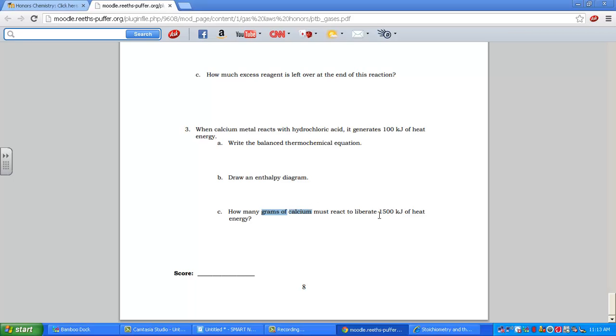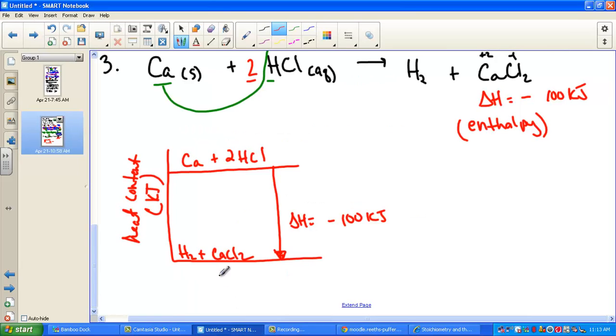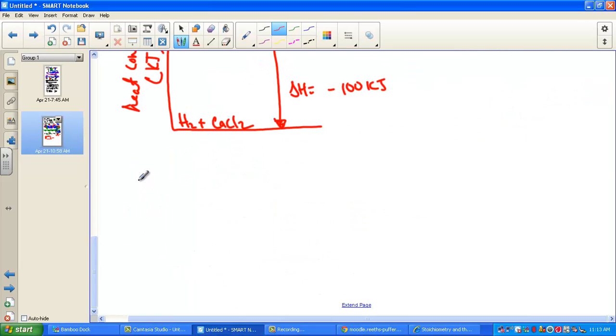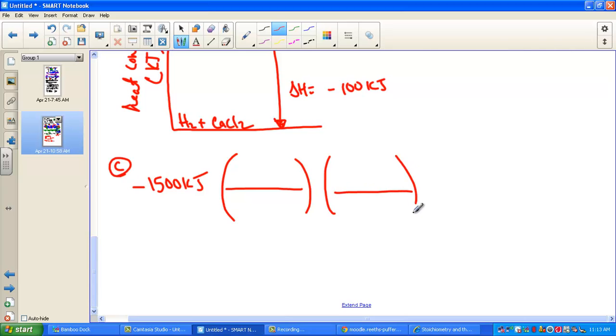How many grams of calcium must react to liberate? Another just word for generate, liberate. I get my thesaurus going. 1,500 kJs of heat energy. Releasing heat. How many grams? Releasing heat is our given. Grams is what we want. So liberating negative 1,500 kilojoules of heat are being given off. We want to know how many grams of calcium must be present.